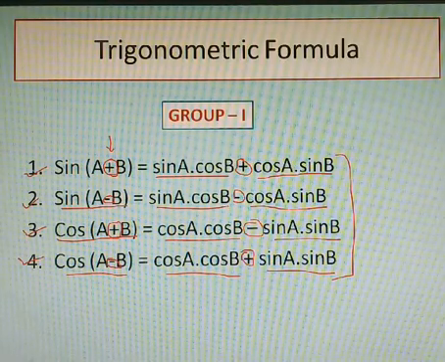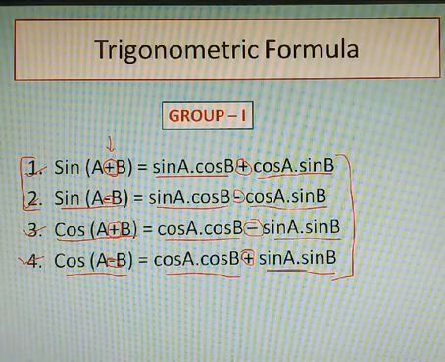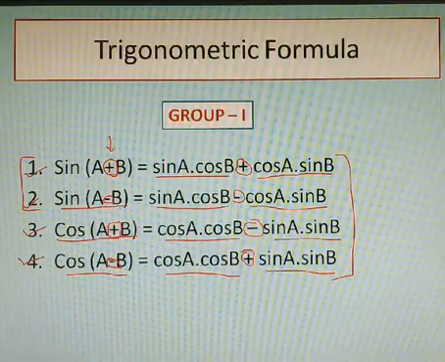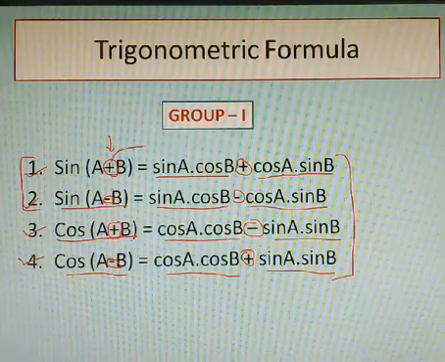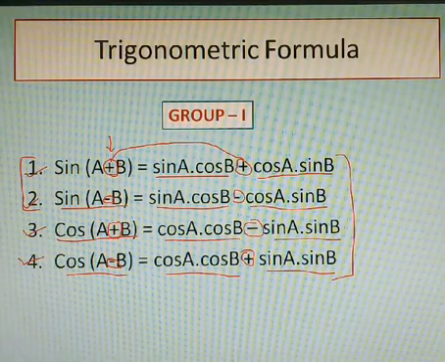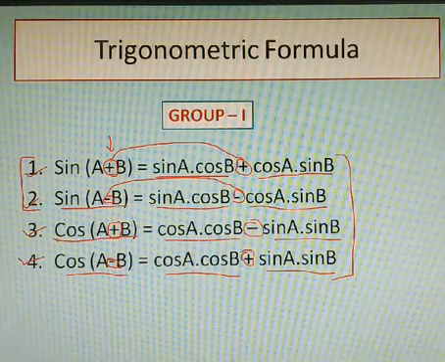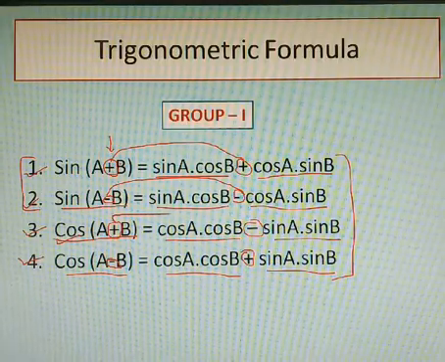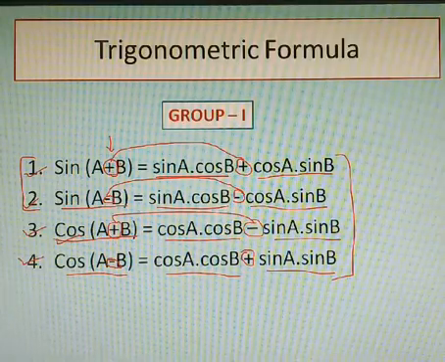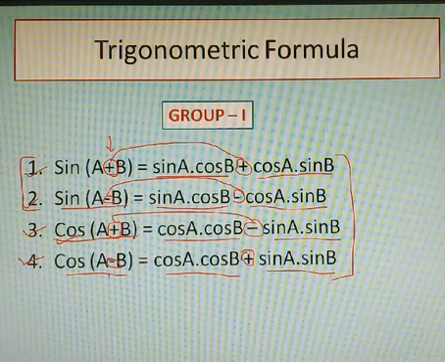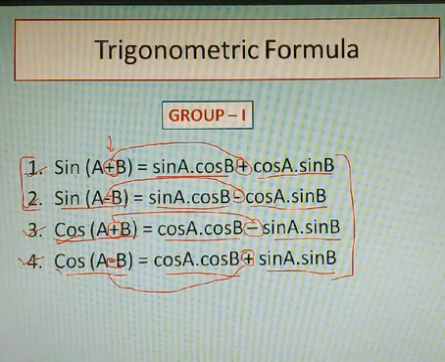So that means whenever you are taking trigonometric sine, the mathematical plus or minus that you have inside the bracket, you will write the same. But when you are taking trigonometric cos, then you will write just the opposite sign to whatever you have inside the bracket. Like if it is minus, then you will write plus with the angles of cos on the right side.